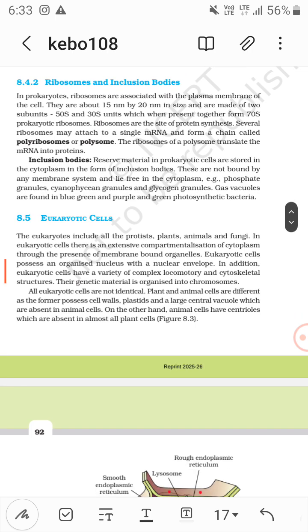Now ribosomes and inclusion bodies. In prokaryotes, ribosomes are associated with the plasma membrane of the cell. Prokaryotic ribosomes are 70S, and these are the site of protein synthesis. Several ribosomes may attach to a single mRNA and form a chain called polyribosomes or polysomes. The ribosomes of a polysome translate the mRNA into proteins.